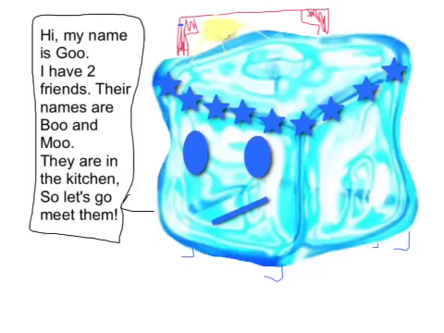Hello, I'm Goo, and I'm an ice cube. I have molecules inside myself. They are very close together.